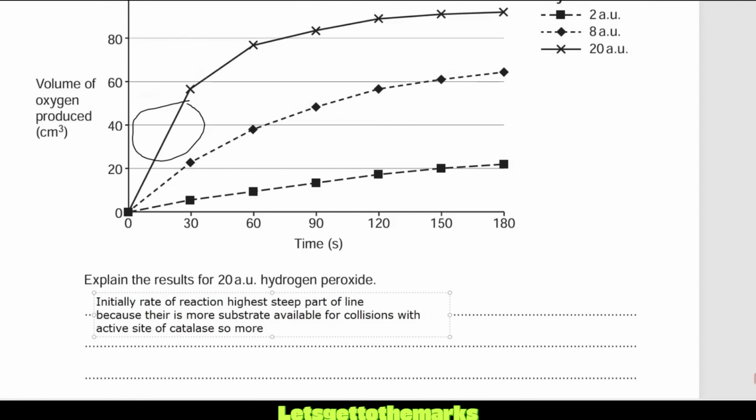So more enzyme substrate complexes. I'm writing shorthand. Don't take your chance in the exam. Make sure you type it out. Enzyme substrate complexes are formed. So essentially, we've discussed and explained why the line is steepest there. We have the largest amount of products being produced because there are more enzyme substrate complexes forming, because this is the point of the reaction where we have the highest amount of active sites and substrates available for collision.